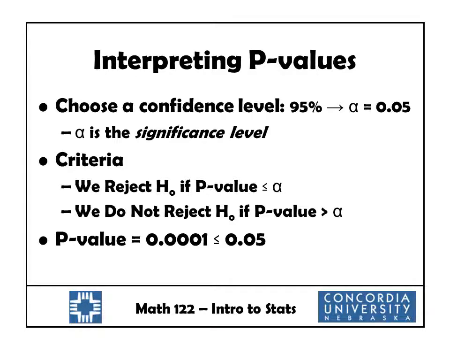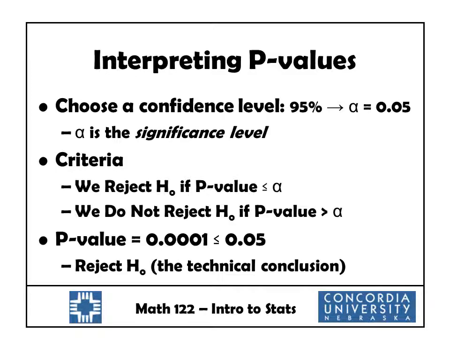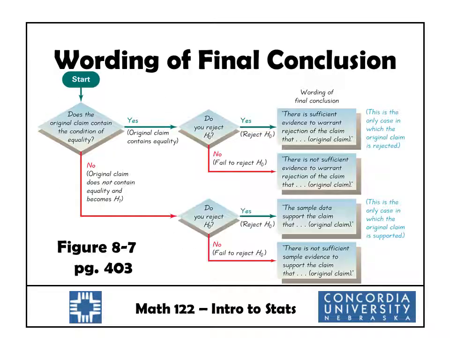So in this case, the p-value is very small, which is definitely less than 0.05, and so we would say we reject the null hypothesis. Now this statement is what we call the technical conclusion. It's a conclusion, but it's technical because we're using this term null hypothesis, and a layman isn't going to know what we're talking about when we say null hypothesis.